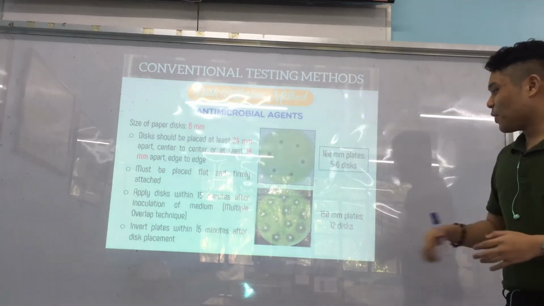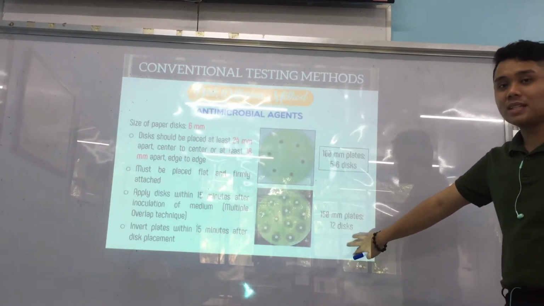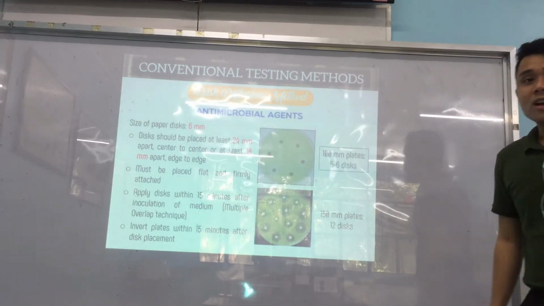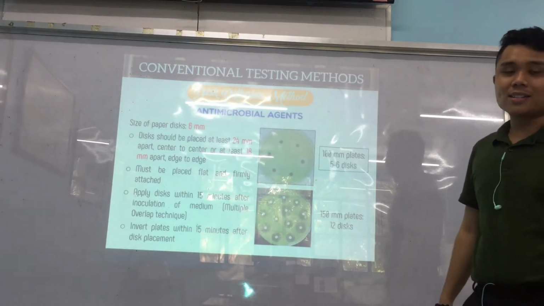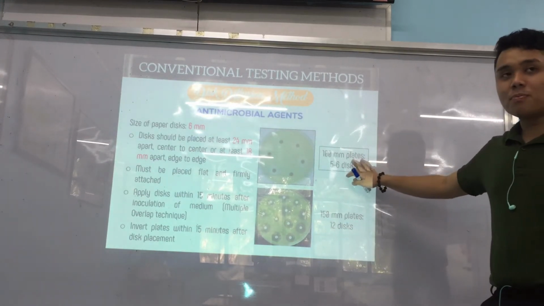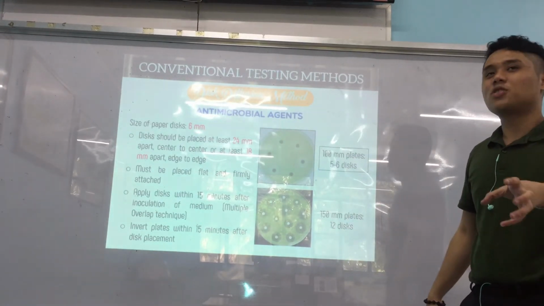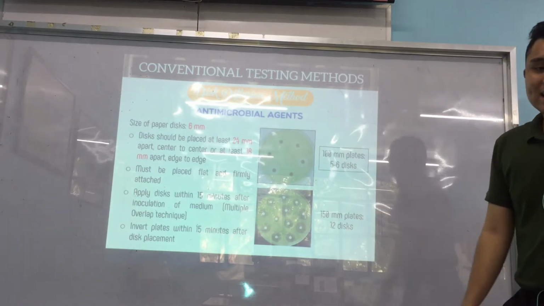So 12 discs. Please take note, maximum of 12 discs for a 150 millimeter plate. It comes out in the boards, it comes out in the exam. How many discs can a 150 millimeter plate hold? 12 discs. And for a 100 millimeter plate, the normal size of your Petri dish, if I'm not mistaken, the plastic one, 5 to 6 discs.